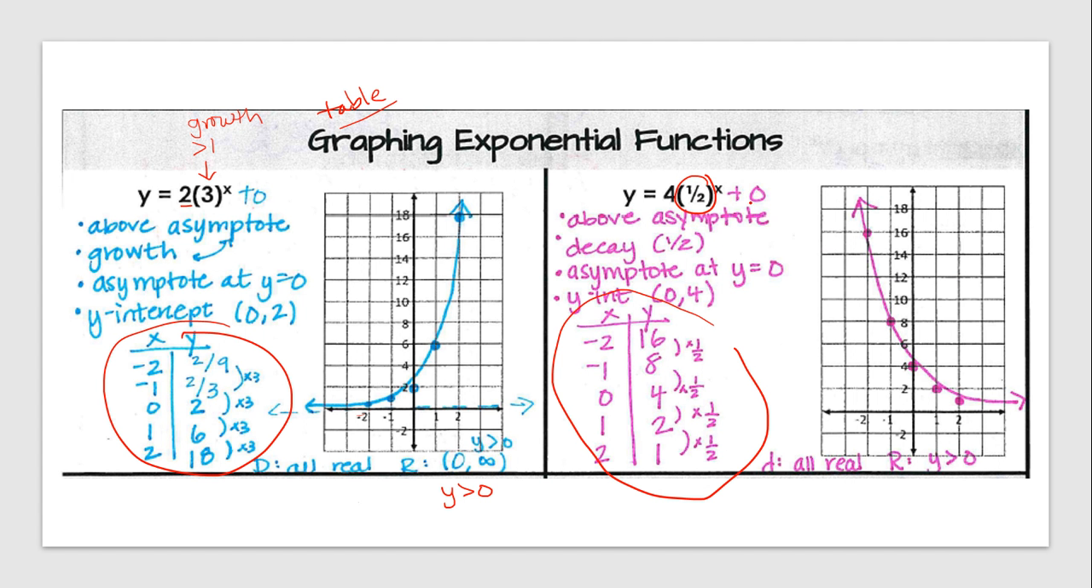My asymptote is going to be at y equals 0. Okay, so my asymptote would be right in here. And my y-intercept, when I plug in 0 for x, I get 4 out. So there's my y-intercept. Then they just plugged in our points, -2, -1, 0, 1, and 2, in for x to get out our y values and plotted those.